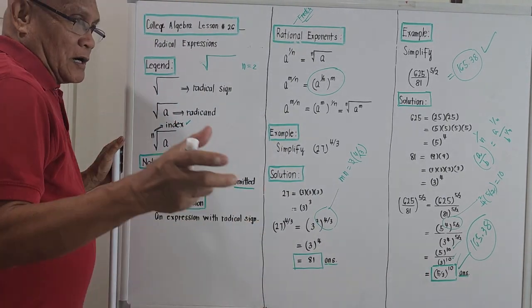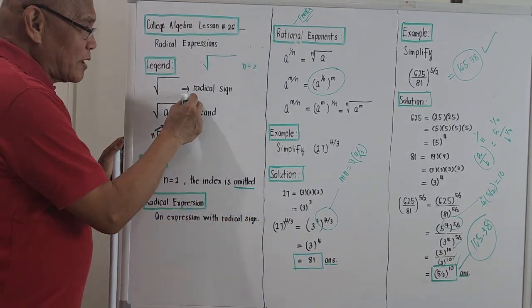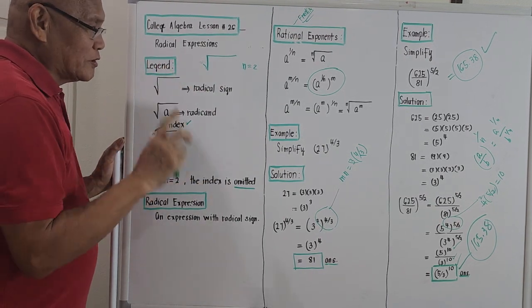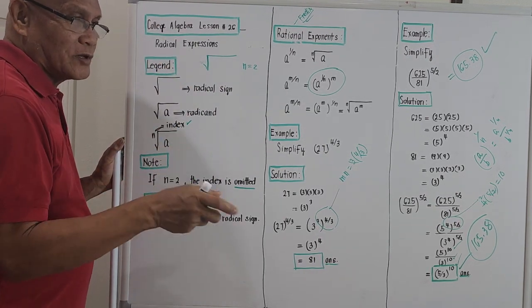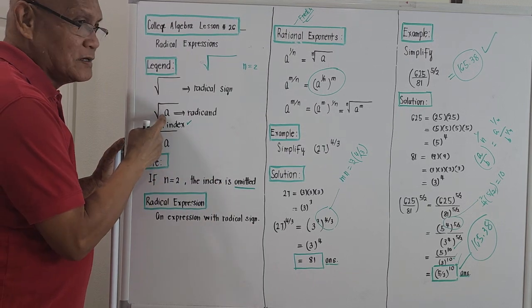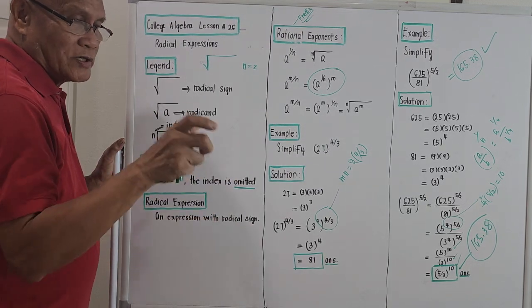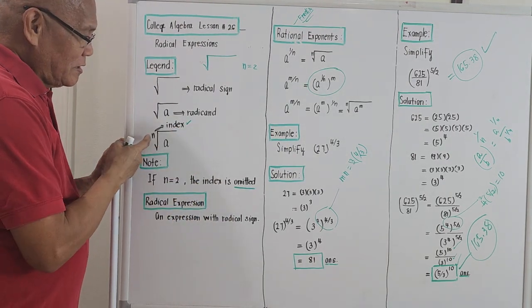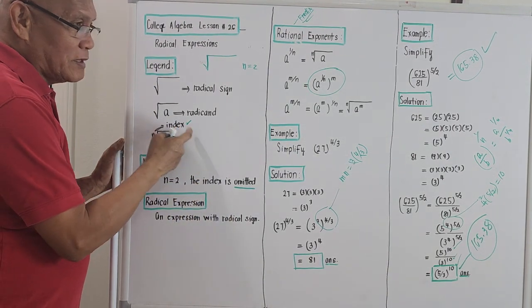At least we now know what a radical sign is. This is a radical sign. At least we now know what a radicand is. Radicand is actually the number inside the radical sign. At least we now know what an index is. Index is actually the n. We call that the index.